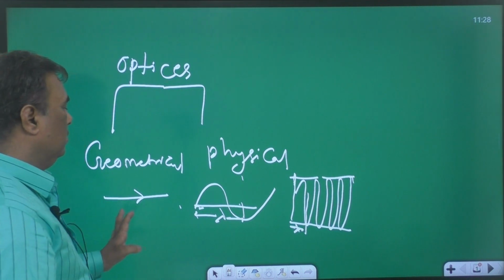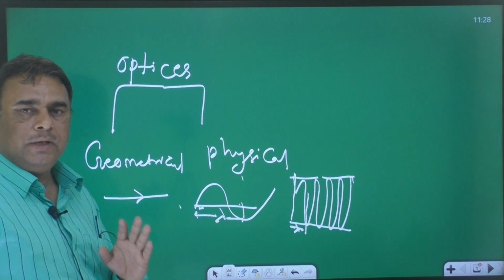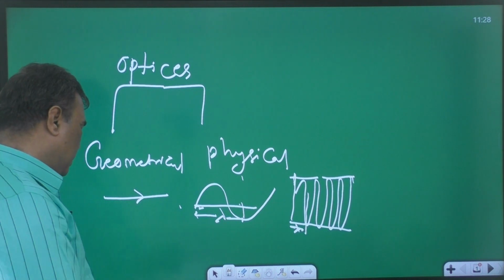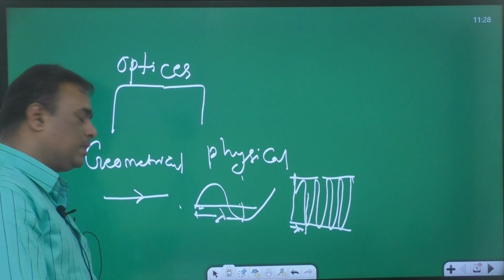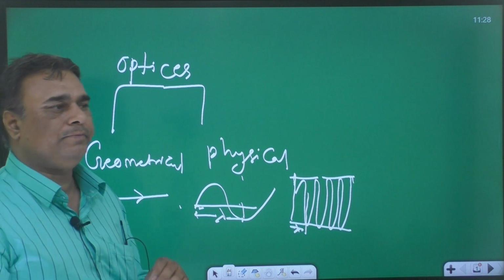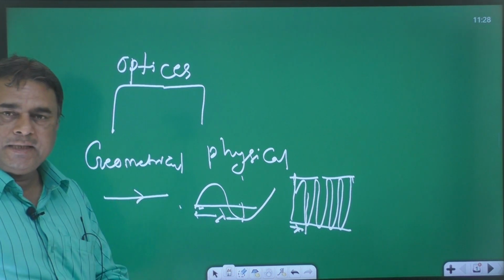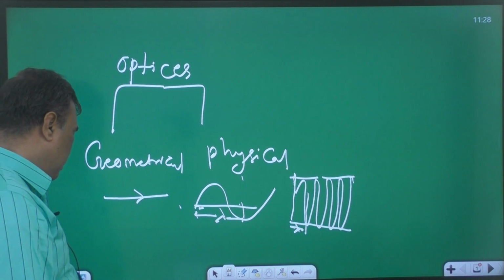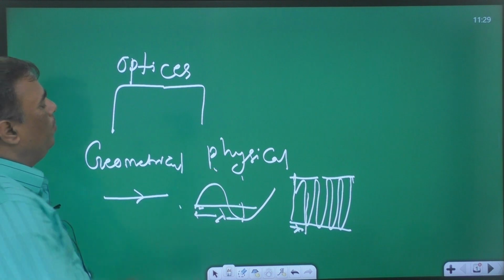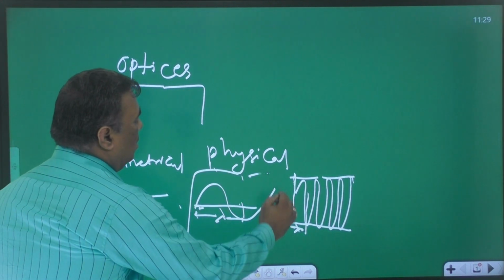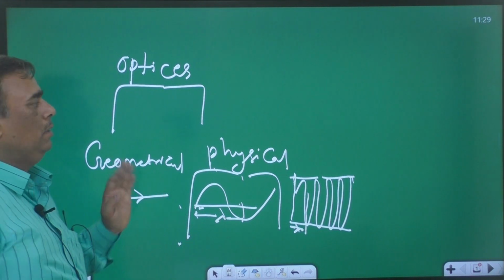Geometrical optics is explained by the two laws: laws of reflection and laws of refraction. After that, now comes physical optics. Physical optics is divided into two parts: wave optics and quantum optics.